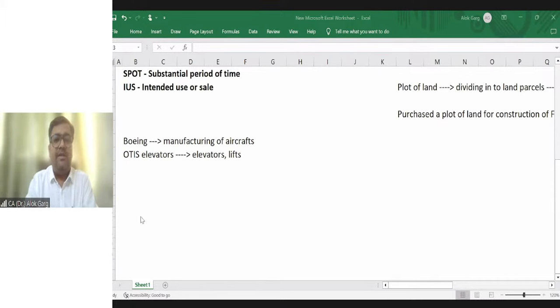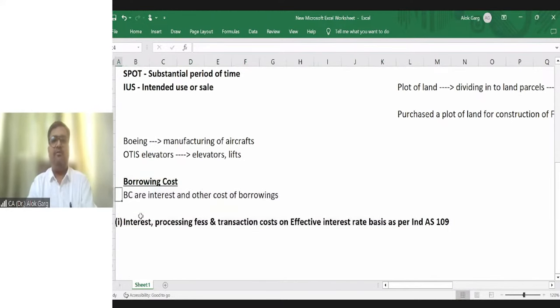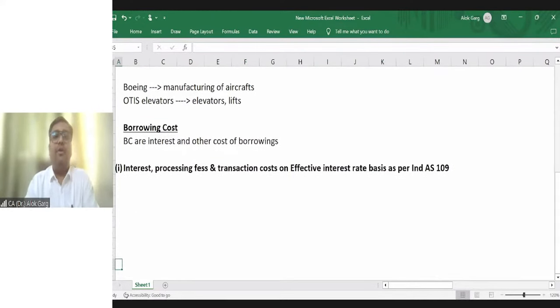Borrowing costs are interest and other cost of borrowing. Number one, interest, processing fee and transaction cost on effective interest rate basis as per Ind AS 109. Let me talk about this concept. Borrowing costs are interest, processing fee and transaction cost. There are some transaction costs as well. So these have to be calculated on effective interest rate basis as per Ind AS 109.